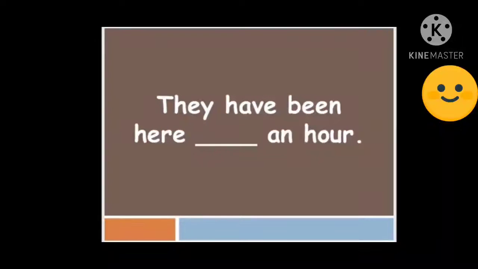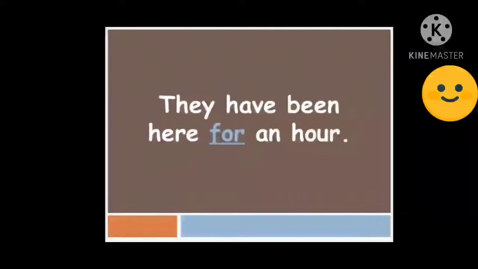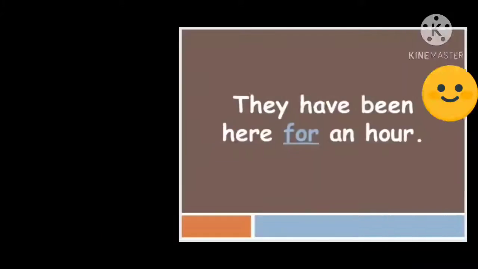They have been here dash an hour. In that H is silent. We should not pronounce it as hour. So hour. So particular time is given. Period of time, length of the time is given. So for an hour. They have been here for an hour.